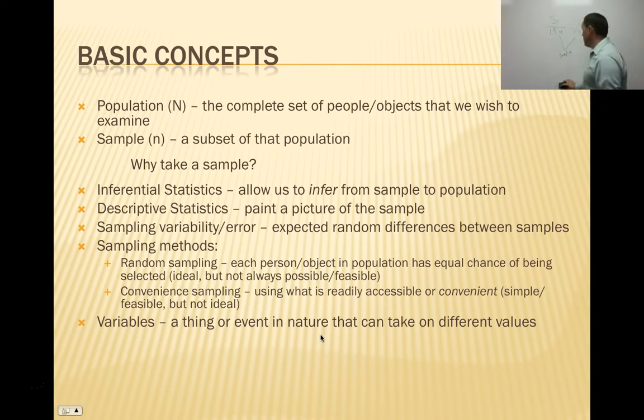Now, hopefully, you guys have covered in your foundations course and other places the 4 different types of variables that we tend to deal with in social science, and that is nominal, ordinal, interval, and ratio.